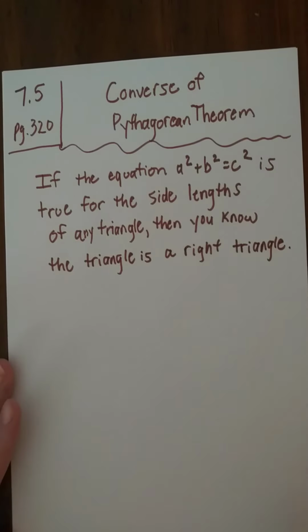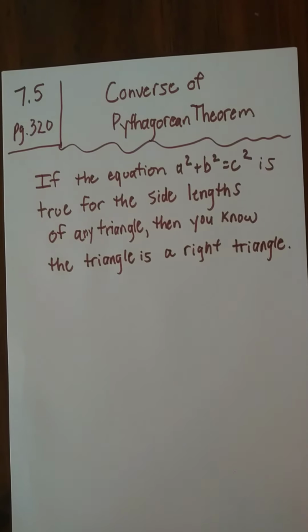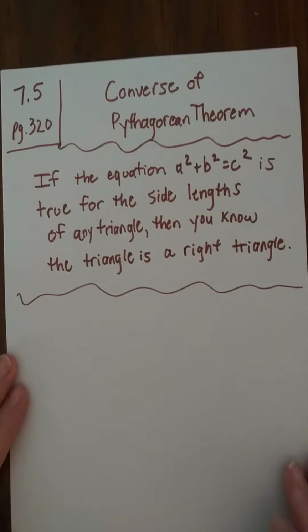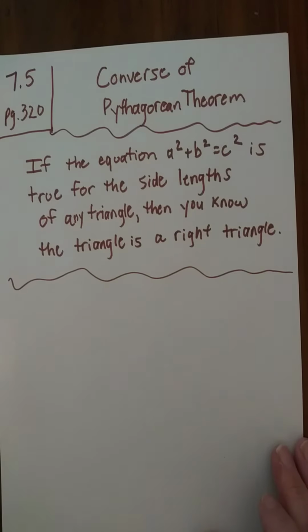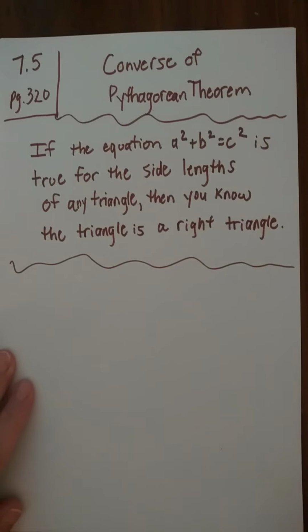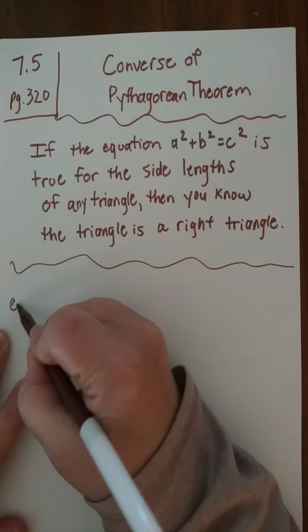Basically it's a way to test a triangle to see if it's a right triangle or not. You plug it into Pythagorean theorem and see if it works. If it works, then it is a right triangle. If it doesn't work, then it's not. This is important because sometimes it will look like a right triangle, but the angle might be 89 or 91 degrees. It might be close, but in order for it to be exact, it has to be 90.